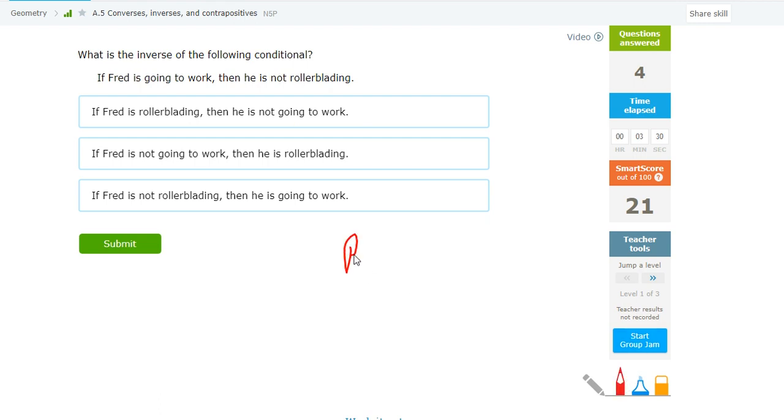What is the inverse? So again, the conditional is if P then Q. But if I'm talking about the inverse, it's basically you keep the position of the P and Q, and then you start negating each of them. So it's not P, not Q.